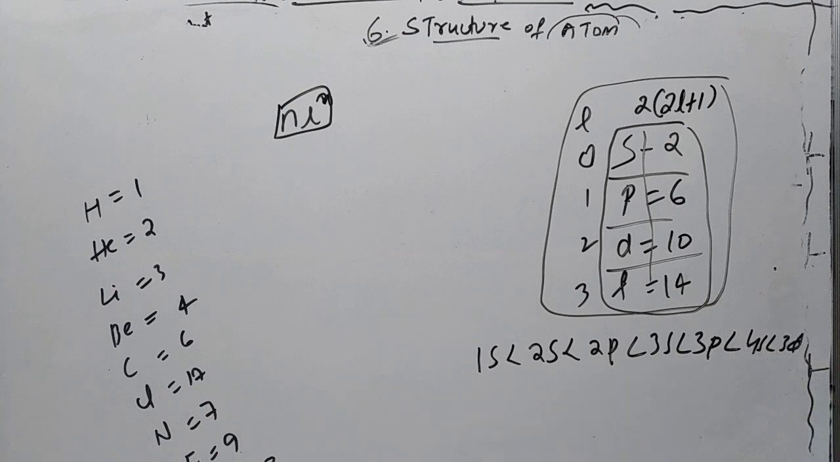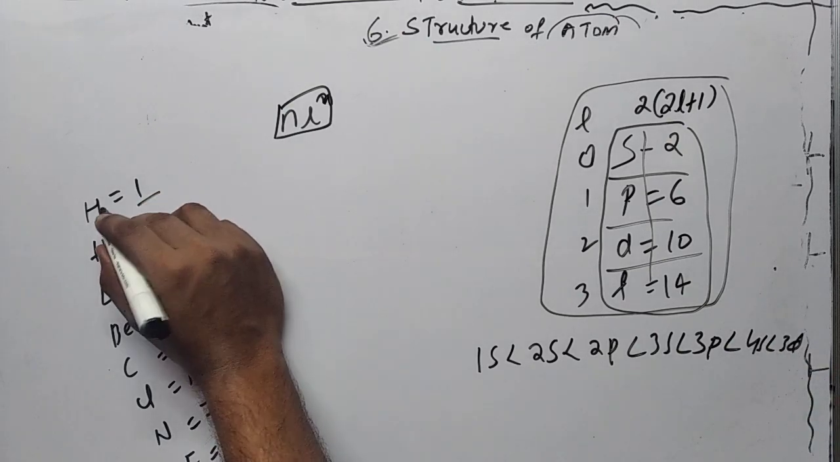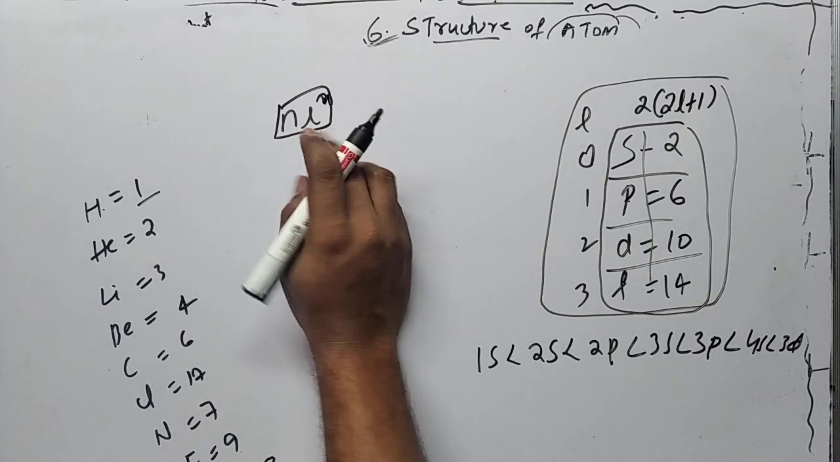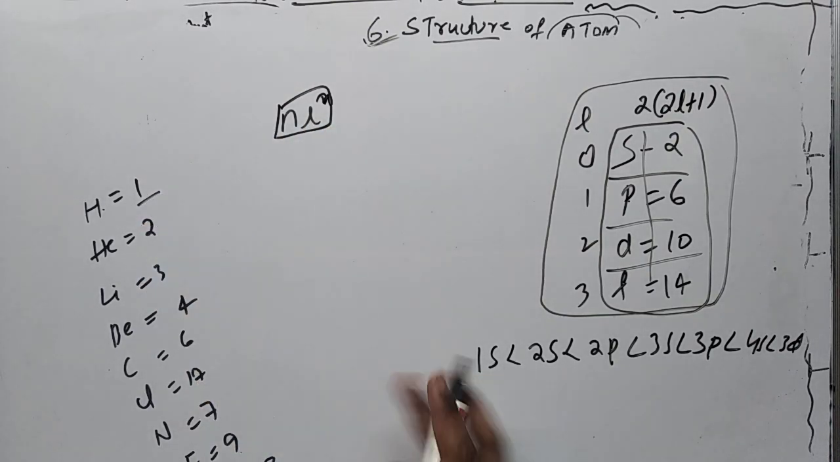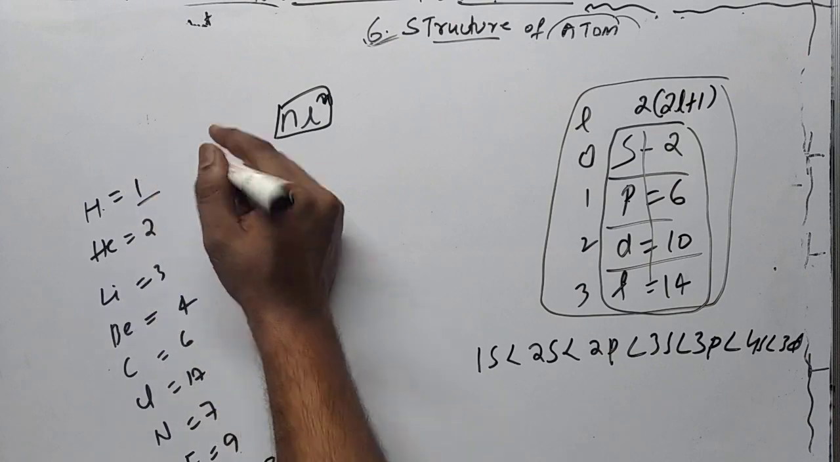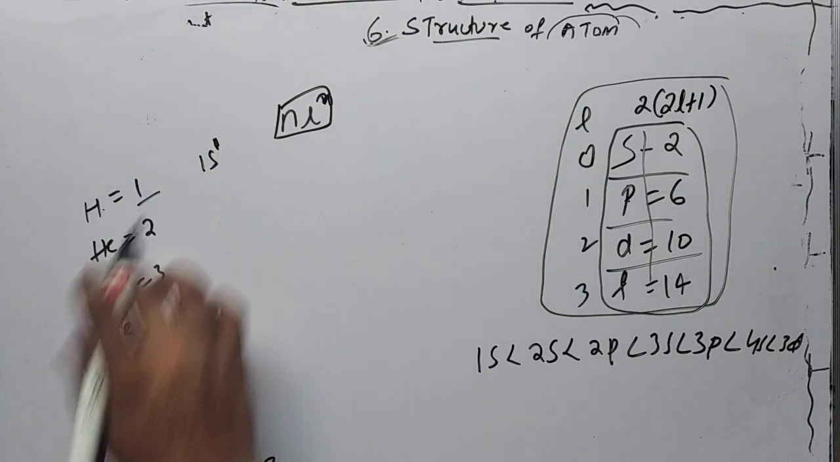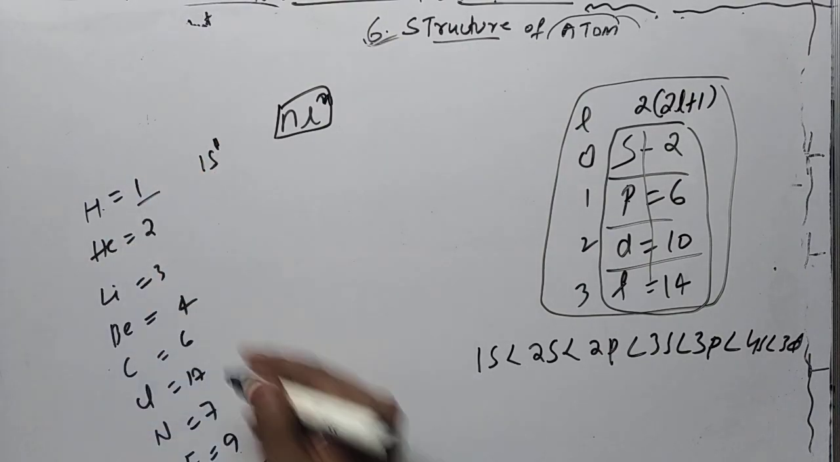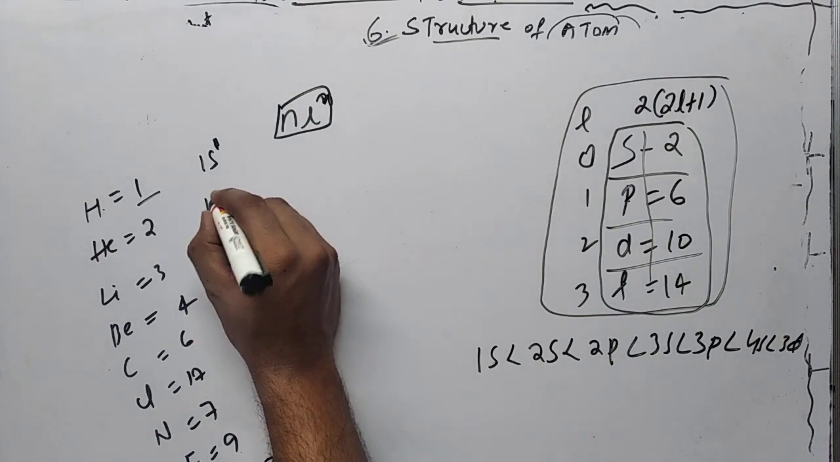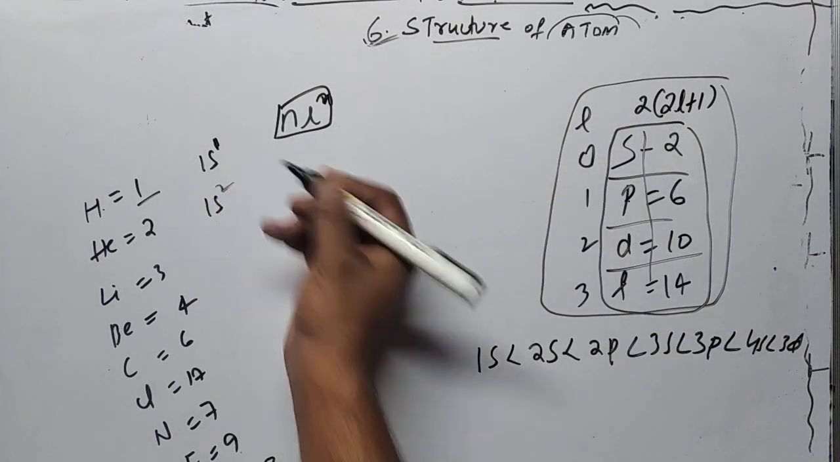That's enough. Suppose you want to write the electronic configuration of hydrogen. As per the nl value, first you write the shell, 1s. It has only one electron, so just write 1. To write the electronic configuration of helium, take the first orbital 1s. In s we have a maximum of 2 electrons, so write 2.